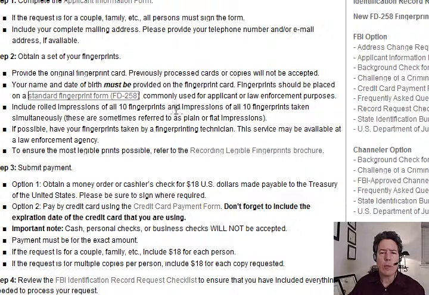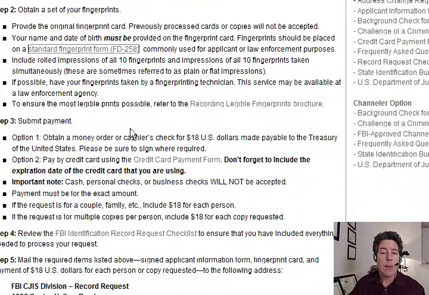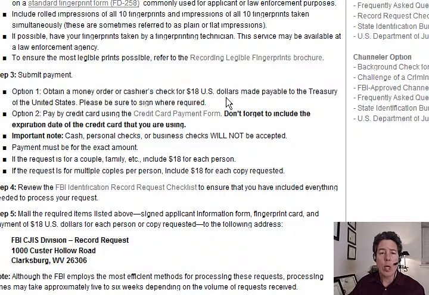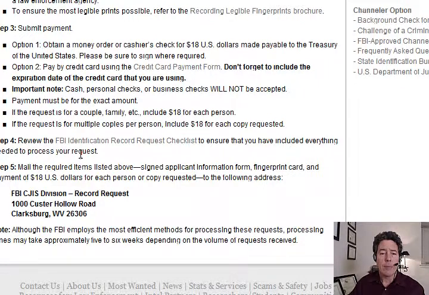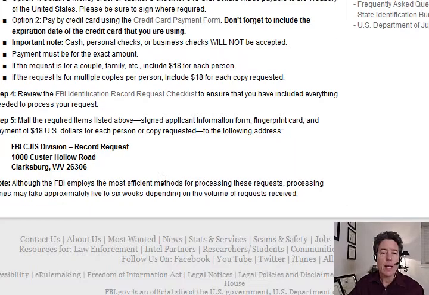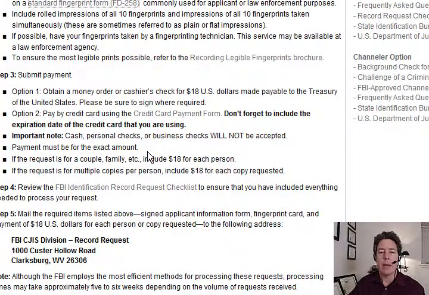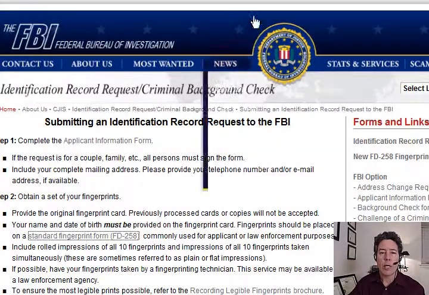Include rolled impressions of all 10 fingerprints and impressions of all 10 fingerprints taken simultaneously. These are sometimes referred to as plain or flat impressions. If possible, have your fingerprints taken by a fingerprinting technician. I agree. And then submit your payment. It's $18, or you can do the credit card payment form, and review the FBI identification record request checklist here. So they have to give picture ID and other things like that. Here's where you mail it, and that's how you're going to get your FBI record check.